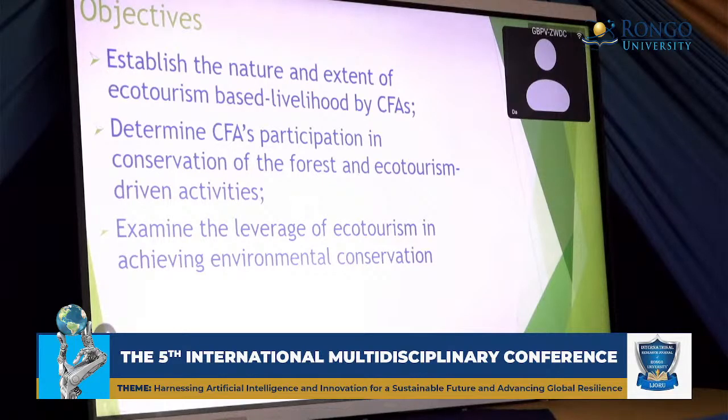Our objective of this study is to establish the nature and extent of ecotourism-based livelihood that the CFAs, Community Forest Association members, access. We determined the CFA's participation in conservation of this forest ecosystem, particularly from ecotourism-driven activities. The third objective is we have examined the leverage of ecotourism in achieving environmental conservation, or forest conservation for that matter.